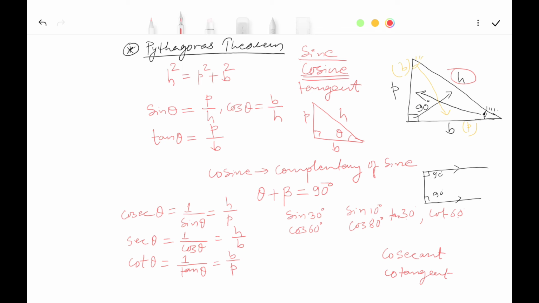So these are the 6 basic trigonometric ratios here, and these things are related to a right angled triangle. So we have to consider a right angled triangle.